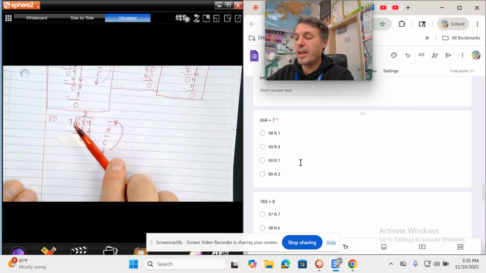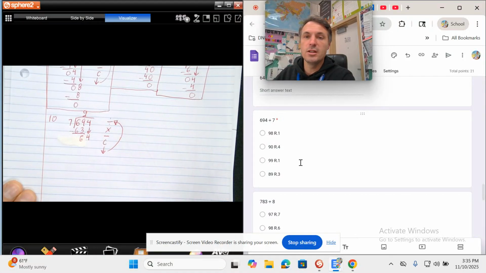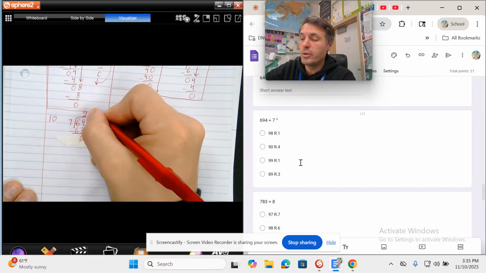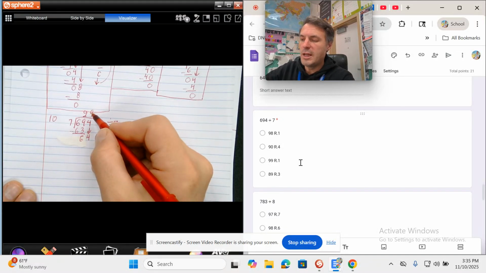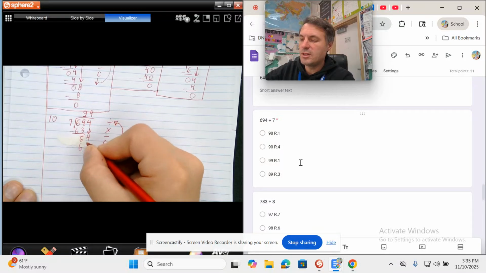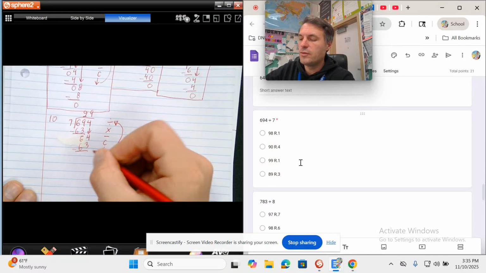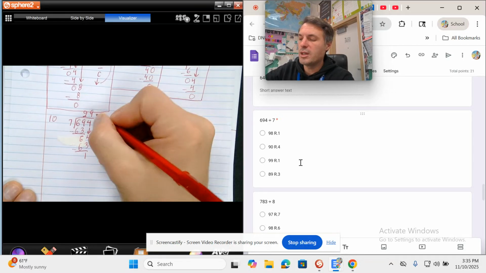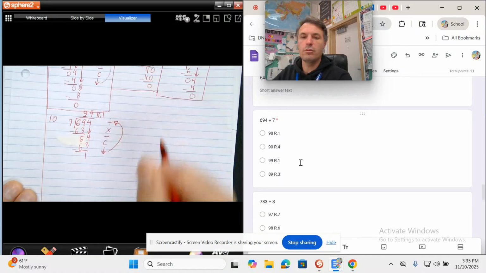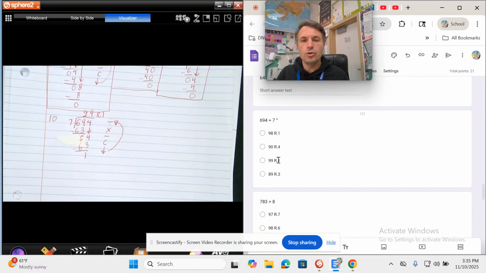Good job. Okay, can 7 fit into 64? Well, yeah. How many times? We already know 9 times, because we know 9 times 7 is 63. But now we multiply. 9 times 7 is 63, and 64 minus 63 is 1. There's nothing left in the dividend that we can bring down, so it's 99, remainder 1. So that's what you choose right here, 99, remainder 1.